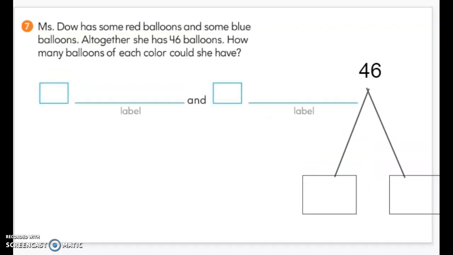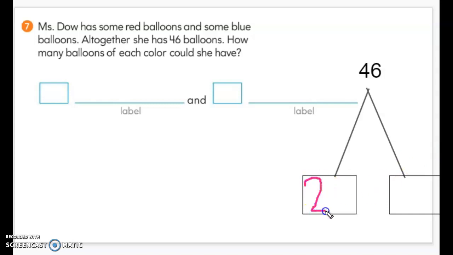Number 7, Miss Dow has some red balloons and some blue balloons. Altogether, she has 46 balloons. How many balloons of each color could she have? Well, this is what you're going to do. You get to choose how many red and blue balloons she has, but they have to total up to 46 balloons. So I'm going to give you an example. You can't choose my example. You have to have a different one.